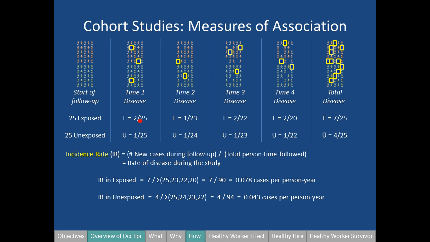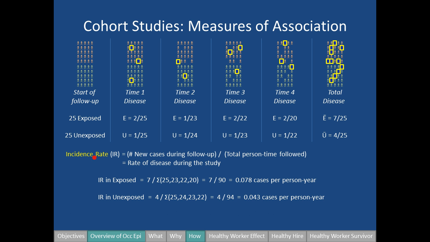And this is the rate of the disease during the study. What this takes into account is the fact that you did not follow 25 people for 4 full years. You followed 25 people the first year for your exposed, 23 for that second year, 22 for the third year, etc. So you take into account that you have different denominators in each year. You have a different number of people being followed over time between your exposed and your unexposed group.